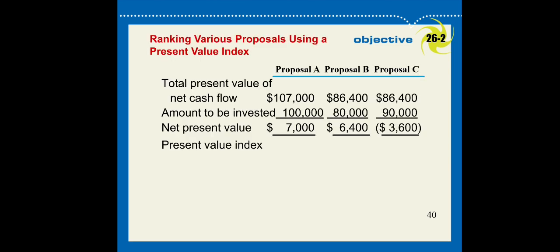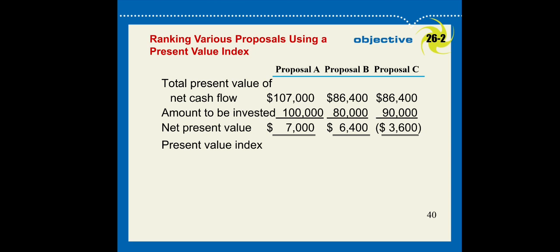So this is an example. Let's say you have 3 proposals. You are a manager, you receive 3 proposals to purchase fixed asset. So you know that before you choose any proposal, you have to do capital budgeting analysis. So in this example, you do net present value analysis.